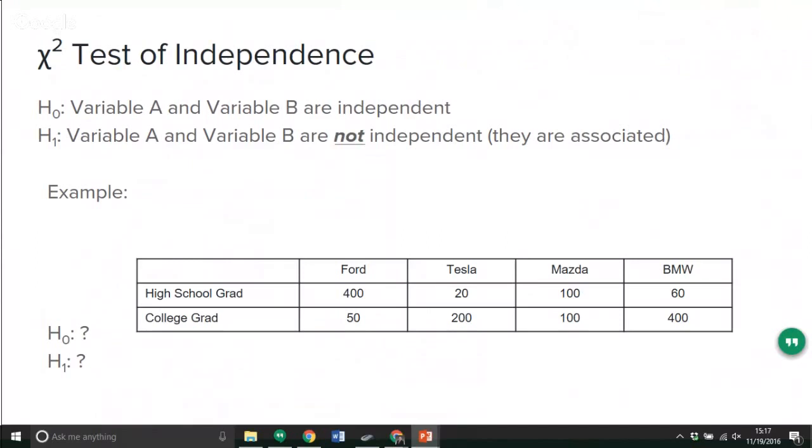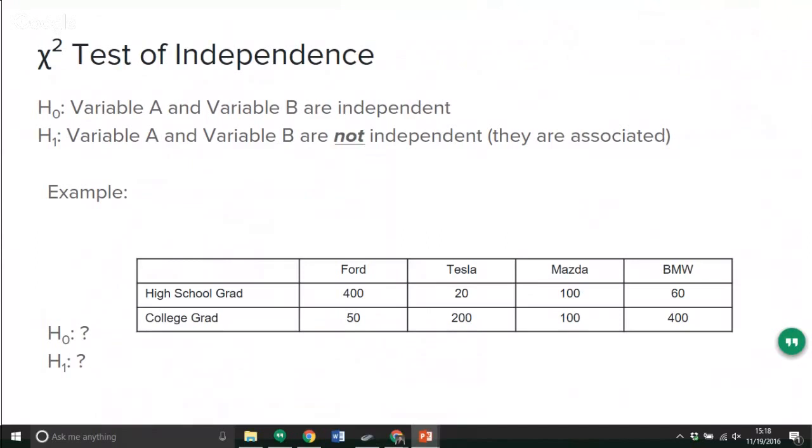So in this instance, if we said variable A was education and variable B was car brand purchase, okay, we would say that the null is that education level and car purchase are independent of each other.